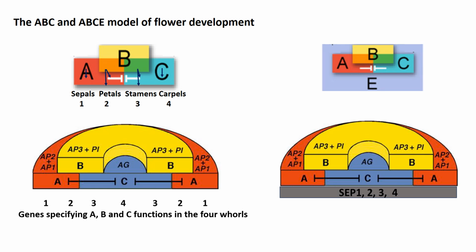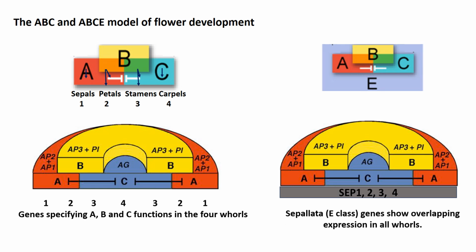AP2 expression is seen in all four whorls initially and then becomes restricted to the first and second whorls by the post-transcriptional regulation of the AP2 mRNA in the C function domain. MicroRNA 172 suppresses AP2 gene expression in the inner two whorls.